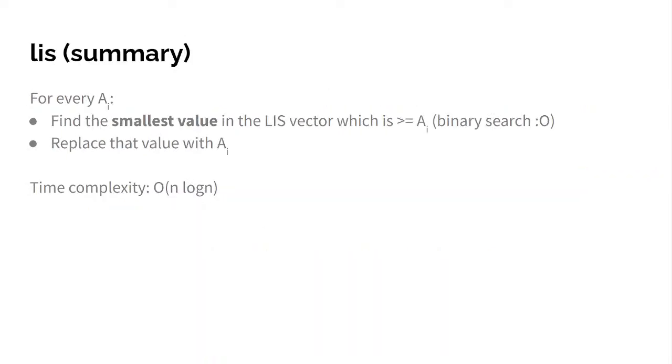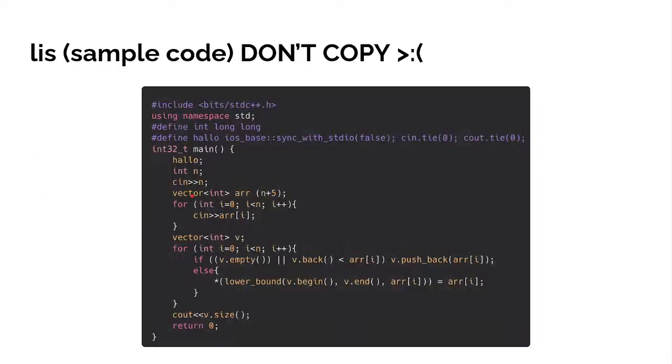So for every A[i], we find the smallest value using lower bound. We will find the smallest value in the list vector which is greater than or equal to A[i], and then we replace that value with A[i]. So that's n log n. Is that all? Yeah.